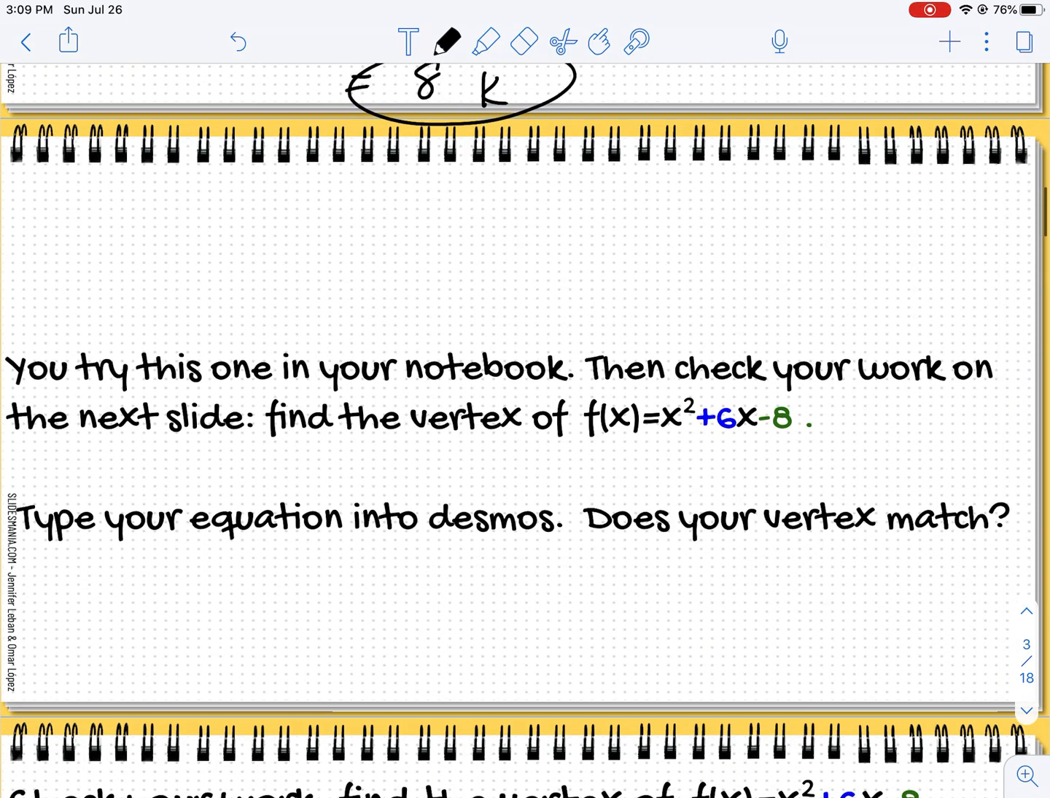Okay, so you guys try this one in your notebook, and then you can check it on Desmos to see if it matches. Pause the video and then we'll go through how to do this.